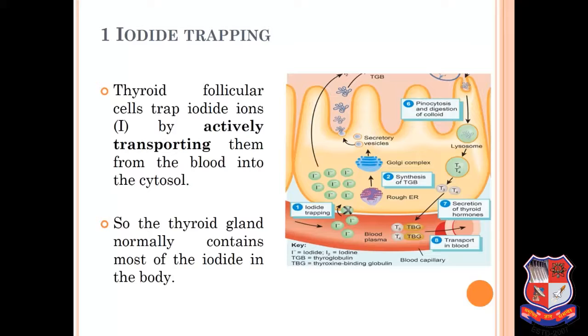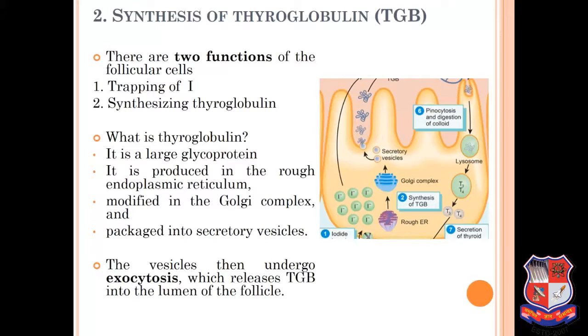Now the second step is synthesis of thyroglobulin. There are 2 functions of the follicular cell. One is trapping of iodide, and second is synthesis of thyroglobulin. What is thyroglobulin? It is a large glycoprotein. It is produced in rough endoplasmic reticulum. Now it is modified in the Golgi complex and packaged in secretory vesicles. And then the vesicle undergoes exocytosis, which releases thyroglobulin into the lumen of the follicle.